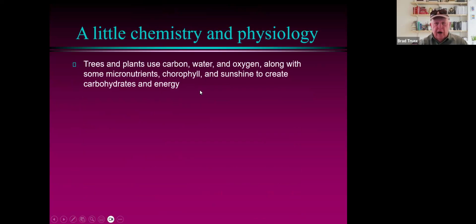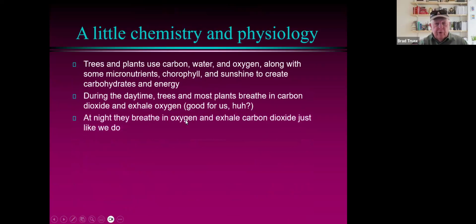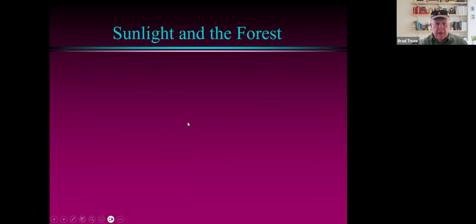Just a little reminder about chemistry and physiology. Trees and plants use carbon, water, and oxygen, along with micronutrients, chlorophyll, and sunshine, to be able to create carbohydrates and energy. And during the daytime, trees and most plants breathe in carbon dioxide and exhale oxygen. Pretty good for us, huh? And at night, they breathe in oxygen and exhale carbon dioxide, just like we do. And by utilizing carbon dioxide and other carbon sources, they can help reduce the greenhouse gases that are leading to global warming and climate change.